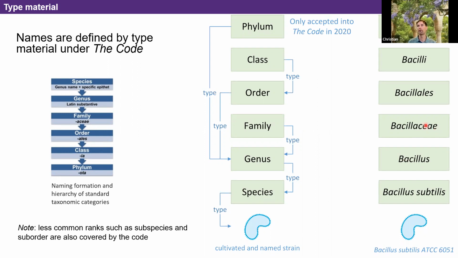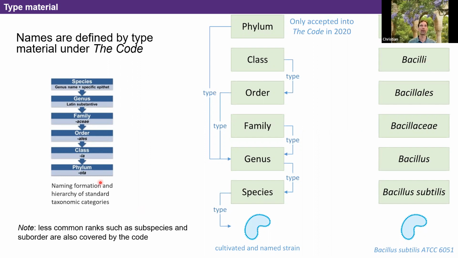The same for an order. We also go to the type genus. So that's again Bacill, and then the suffix for the order is -ales. For class, in that case, the same thing. We go to the type here. That's the order, and then in this case, it's Bacilli for the class. Okay, so far so good.